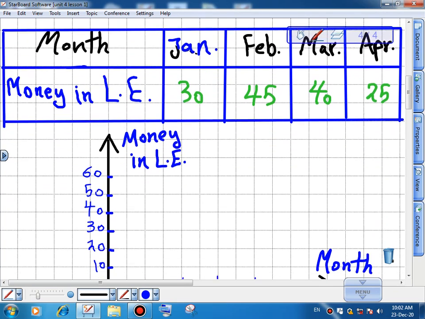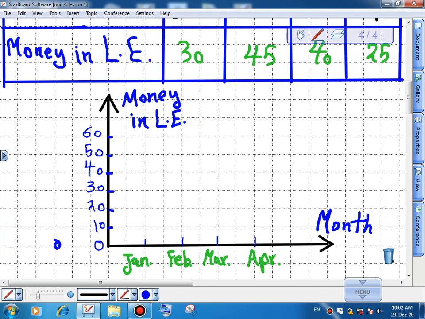So we don't take the scale from 0, 1, 2, 3, 4. No. The first number is 30 and the greatest number is 45. So it's very long to say from 0 to 45. It will take a long way and a long time. So we take another scale.